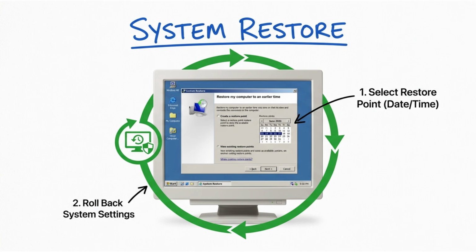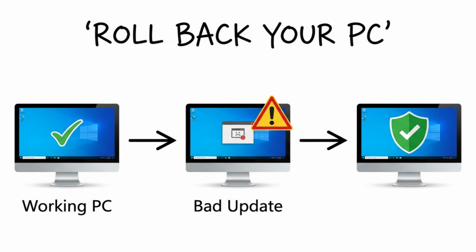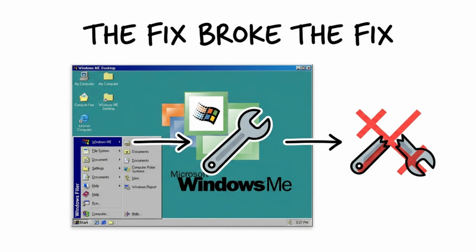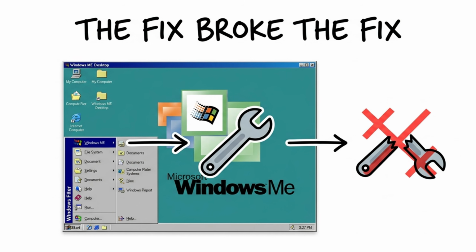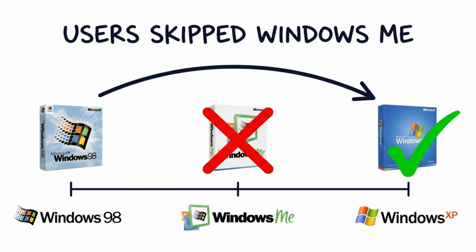It did introduce System Restore, a feature that lets you roll back your PC to an earlier time if an update breaks everything. Cool, right? Except System Restore itself often failed. So you'd try to fix your computer and the fix would break. People called it Windows Mistake Edition. It was so bad that many users skipped it and stuck with Windows 98 until XP arrived.